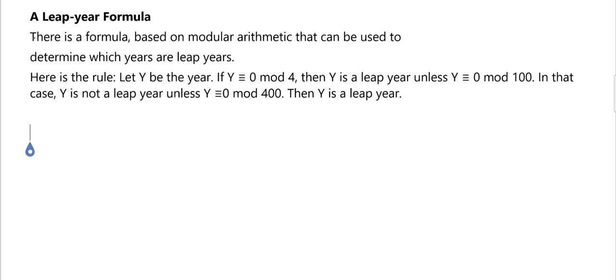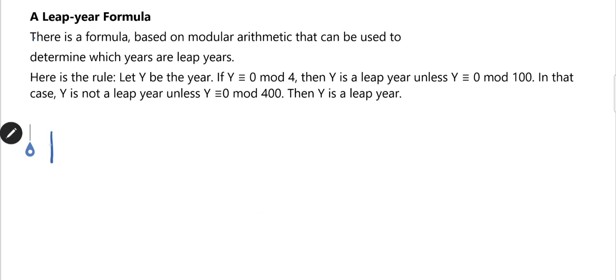If y is congruent to 0 modulo 4, then y is a leap year unless y is congruent to 0 modulo 100. In that case, y is not a leap year unless y is congruent to 0 mod 400. Then y is a leap year. So I know this is quite difficult to understand, so I'm going to simplify this through the use of a flow chart.